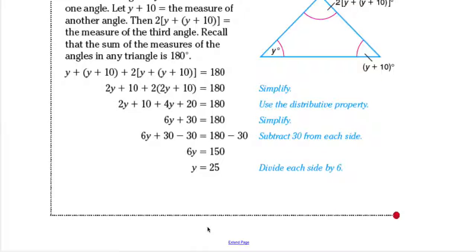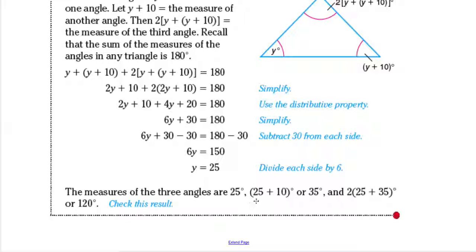Okay, so the measure of one angle would be 25, the measure of the other angle would be 25 plus 10, or 35, and the measure of the third angle would be 2 times 25 plus 35, or 120. Now, to be able to check your result, simply look at this. If you add 25 plus 35 plus 120, it will equal 180. Our answer checks out.